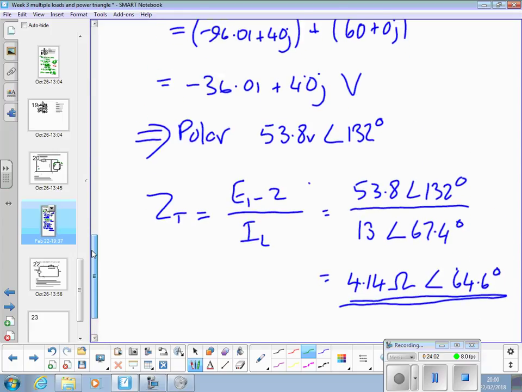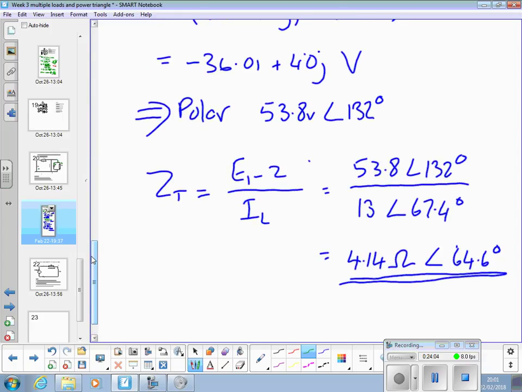Then once we know that supply voltage and the line current, we can use that to find the total impedance of that system at 4.14 ohms, angle 64.6 degrees. Okay, so a nice little question, that one. Alright, happy with that? And I've got one more up here to do together, and then over to tutorial questions, of which there's 3, 4 there, including a couple like the ones we're just doing now.